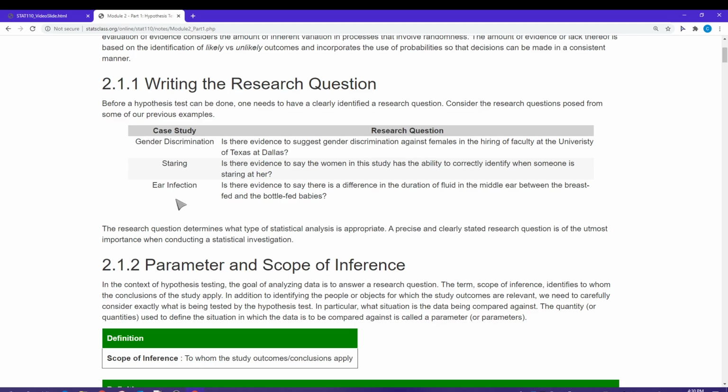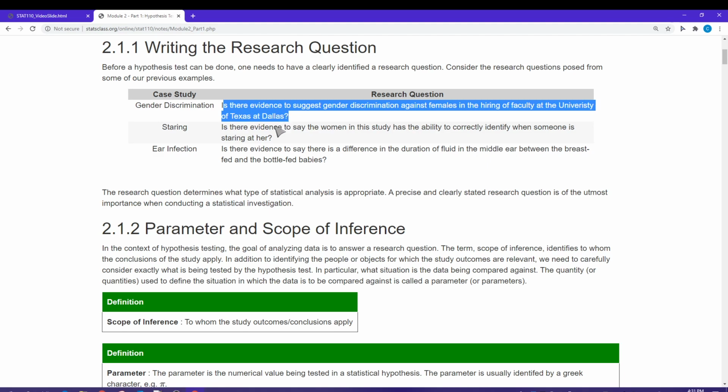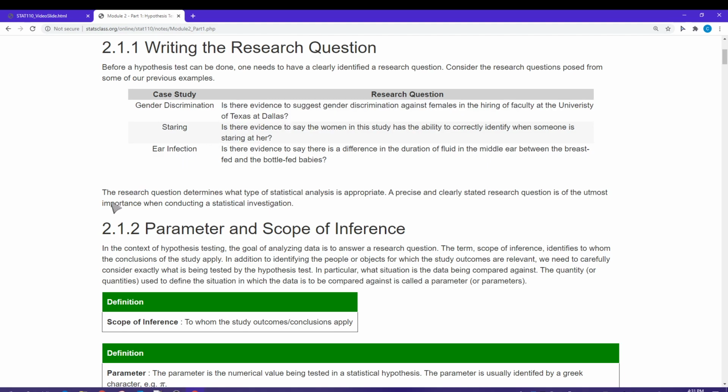And then also we had the ear infection example, and we were just interested in whether or not there was a difference in the duration of fluid in the middle ear between breastfeeding and bottle feeding in babies. So again, that's the first step in doing a hypothesis test, is understanding what the research question is. And as I said, oftentimes these are written by the researchers and the statistician is not involved in that process.